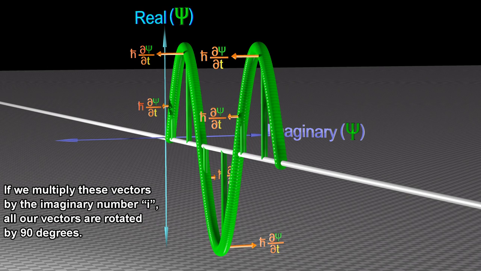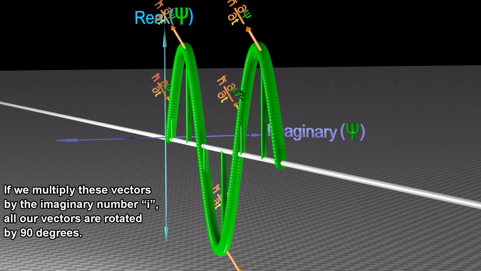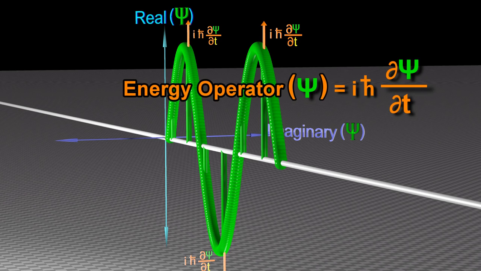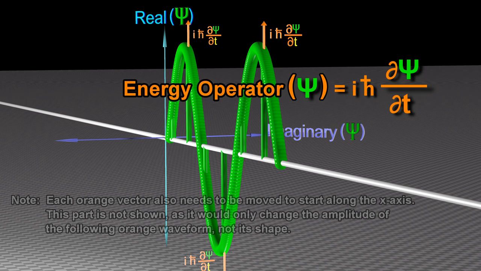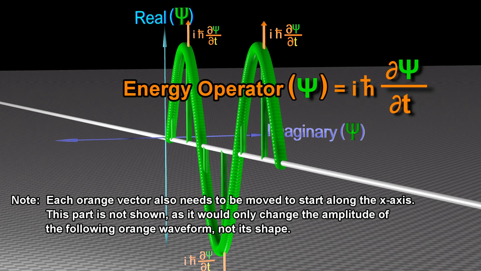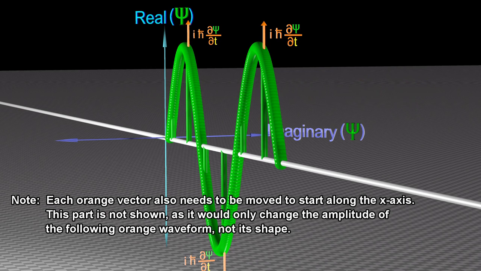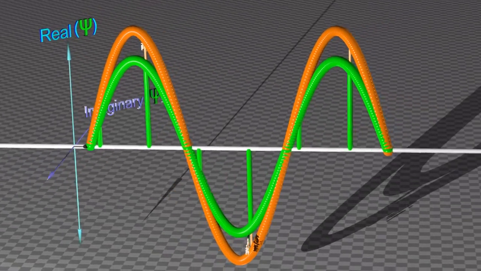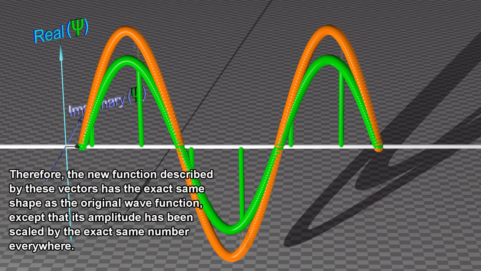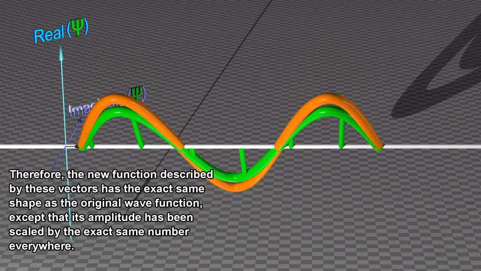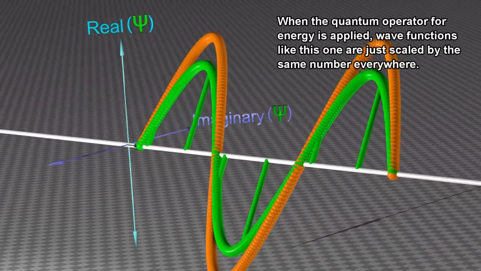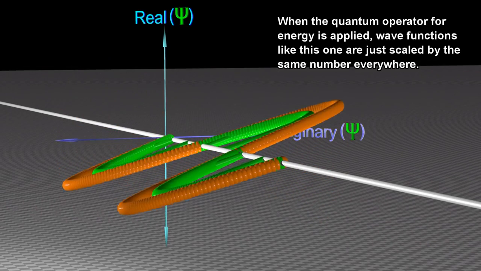If we multiply these vectors by the imaginary number i, all our vectors are rotated by 90 degrees. Therefore, the new wave function described by these vectors has the exact same shape as the original wave function, except that its amplitude has been scaled by the exact same number everywhere. When the quantum operator for energy is applied, wave functions like this one are just scaled by the same number everywhere.